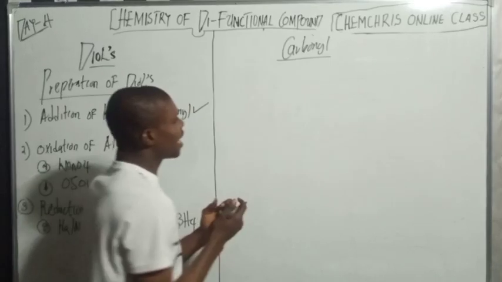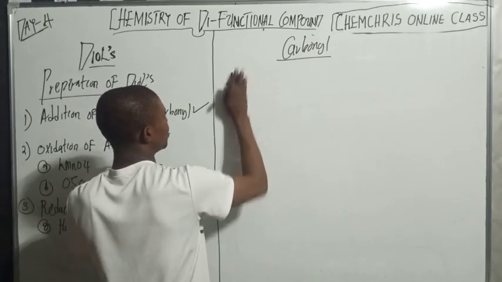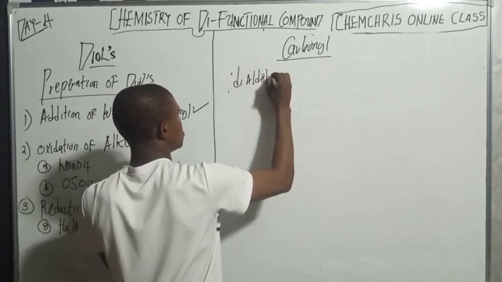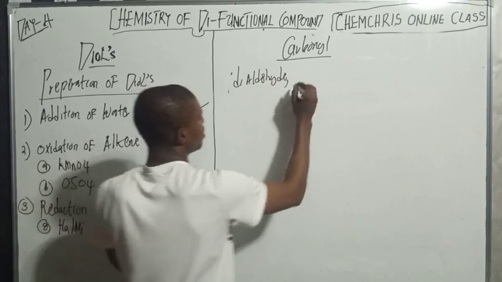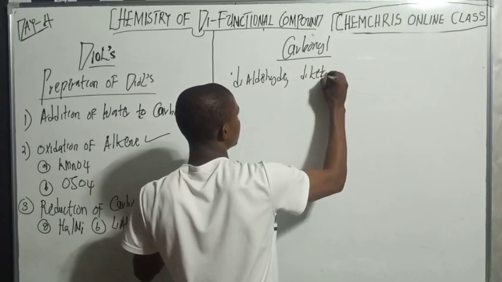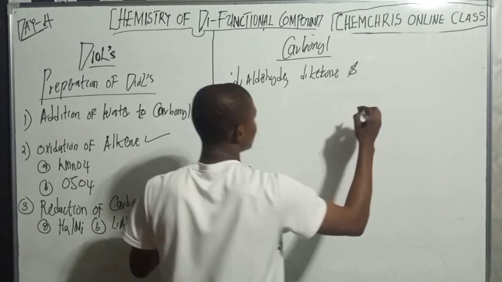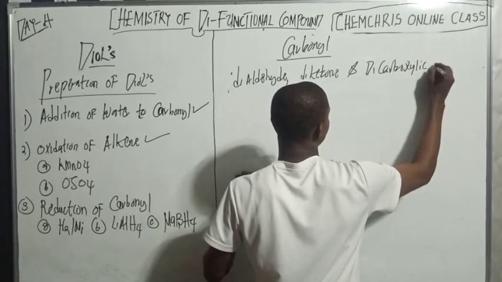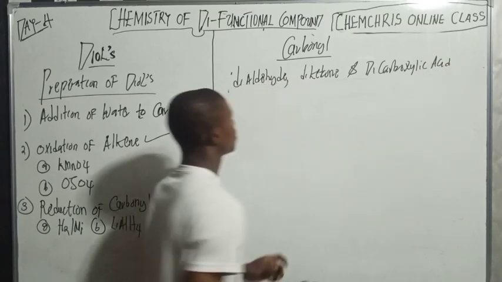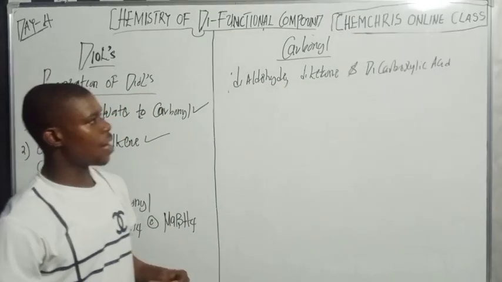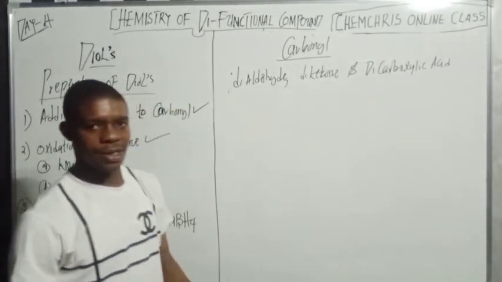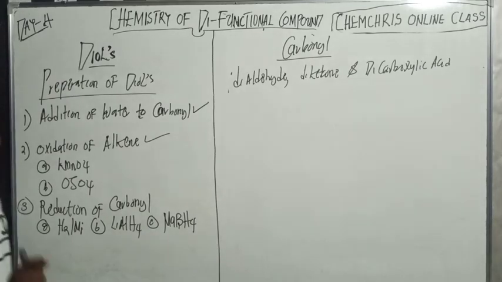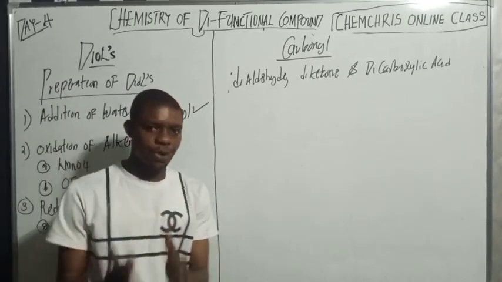Now the carbonyl can either be an aldehyde, a dialdehyde, a diketone, or a dicarboxylic acid. Do you understand? Any of these can give a product in the reaction.